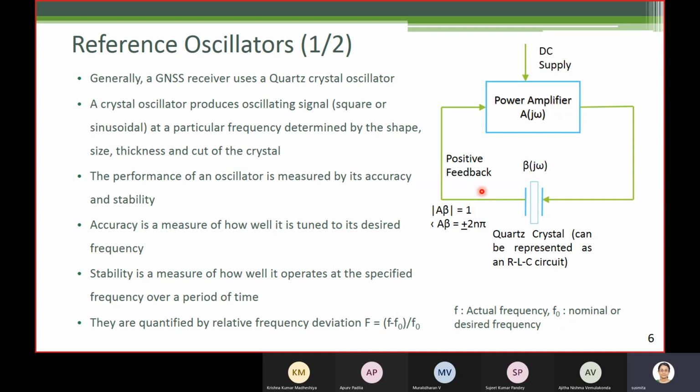We get only a narrow band of frequencies for the oscillation centered at a particular frequency. That particular frequency is called the resonant frequency of the crystal. And it is actually determined by the shape, size, thickness and cut of the crystal. So depending on the shape, size, thickness and cut of the crystal, its resonant frequency is determined. So basically from this positive feedback control circuit, we get sustained oscillations over a narrow band of frequencies centered at the resonant frequency of the crystal.